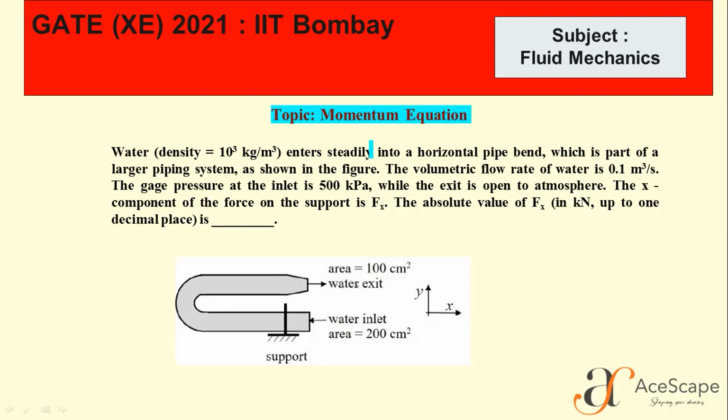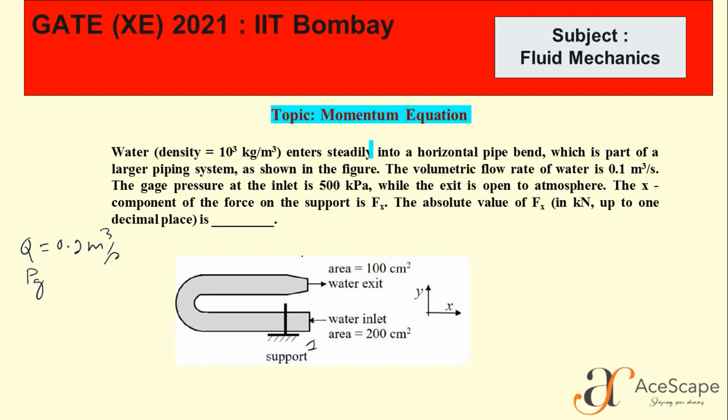Okay, I think I should. So what they have given in the question is water enters steadily into a horizontal pipe bend, which is part of a larger piping system. As shown in the figure, the volumetric flow rate of water is 0.1 meter cube per second. So what they have given us is the volumetric flow rate. The gauge pressure at the inlet of the pipe is 500 kilopascal.